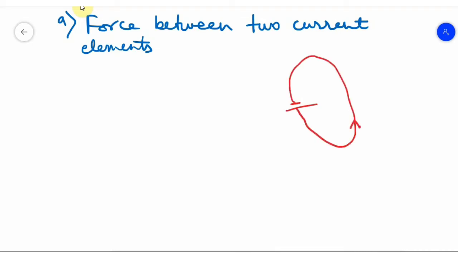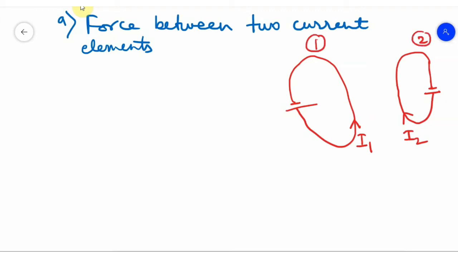Let's say with this I1 current is flowing, and another conductor is like this, and through this I2 current is flowing, okay. This is the first conductor and this one is the second conductor.